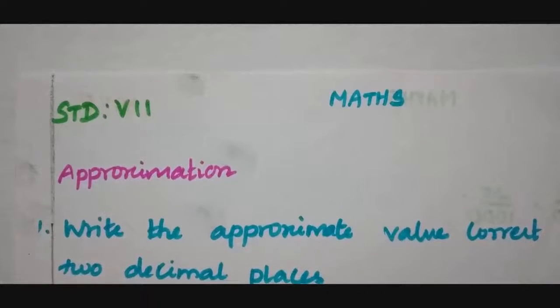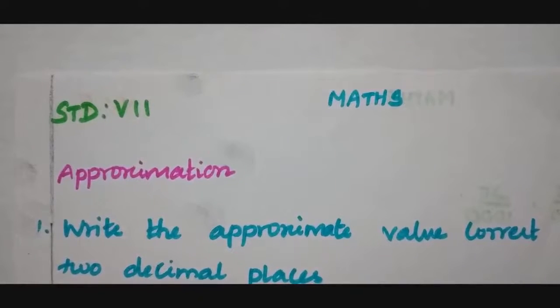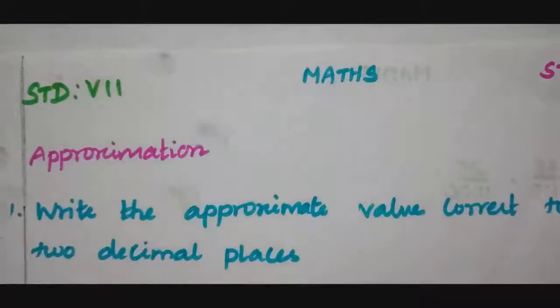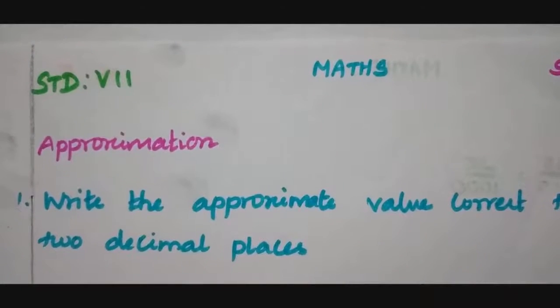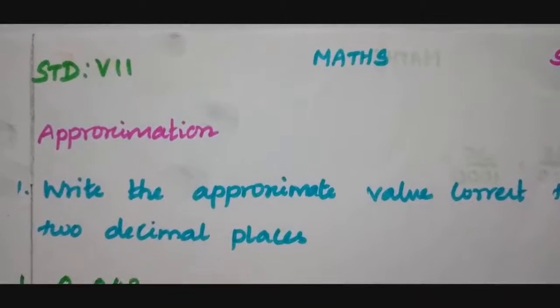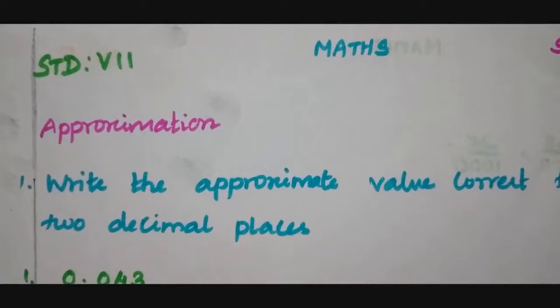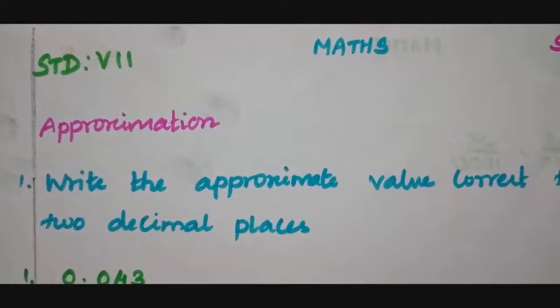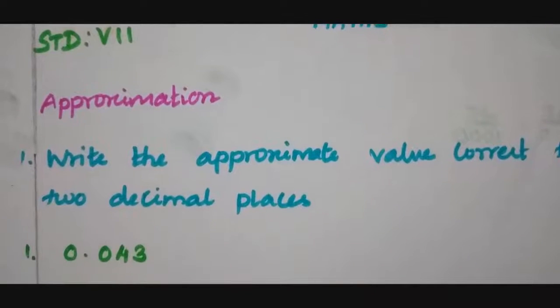In the previous class we have learnt about approximation. Let us have a small recap. What do you mean by an approximate value? Yes, very good. Approximate value is not an exact value, it is a closer value to the real one. In the previous class we have learnt about approximate value correct to two decimal places.